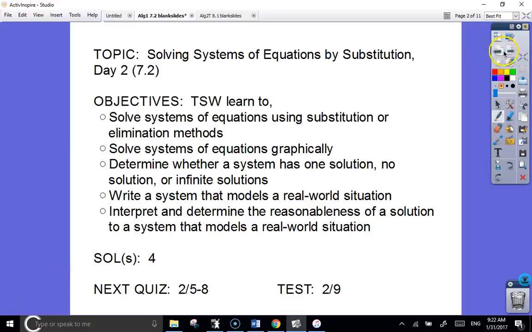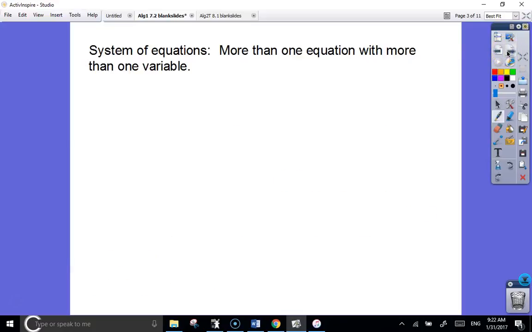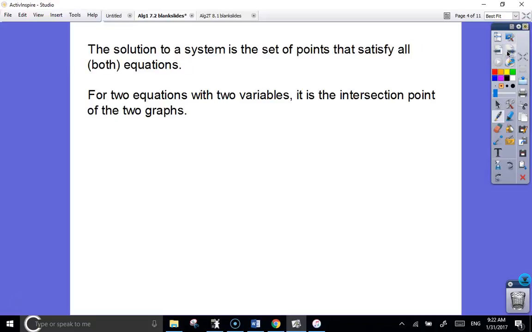Okay. So this is the continuation of the 7-2 solving systems by substitution. But we're going to review a system of equations: more than one equation, more than one variable. Like I said, that could be a quiz question, test question. The solution to a system is the set of points that satisfy both equations. For two equations or two variables, it's the intersection point of the two graphs. This is all repeat from yesterday.